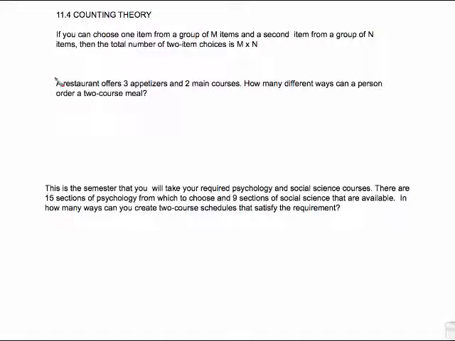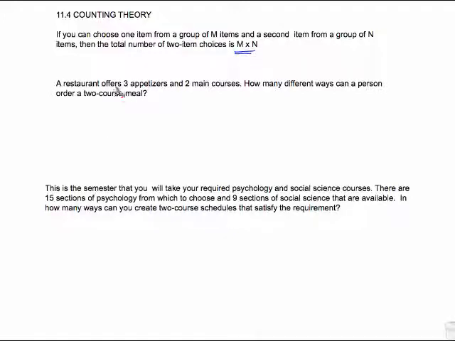This is Pre-Calc section 11.4 on counting theory. We're only doing a little bit of this, mainly to get an understanding of some formulas that we're going to need in the next section. So if you can choose one item from a group of m items and a second item from a group of n items, then the total number of two item choices is just m times n. This is what's known as the fundamental counting principle.